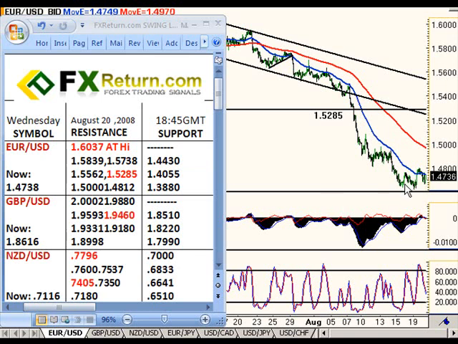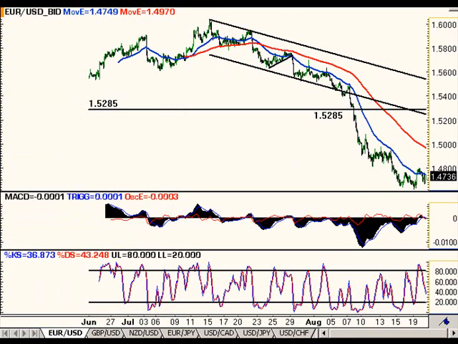Let's take a look at the euro in the background, trading 47.36. The trend is down. This is the 4-hour chart, just continuing to be down. Not a lot of momentum here. We've got support at 44.30 and resistance at 48.12.